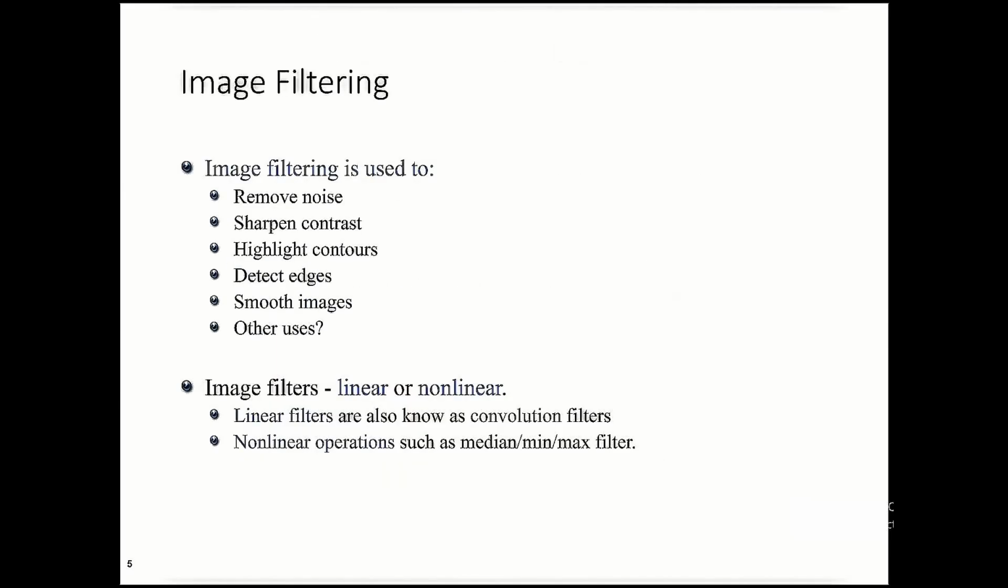Image filtering removes noise. It can sharpen the image, and you'll see how it's a very interesting method. It can highlight contours, which is related to sharpening, detect edges, and smooth images, like the mean filter you have all seen here. Image filters can be linear or non-linear. Linear filters are also called convolution filters. Non-linear operations are taking the mean, min, or max. You will see what this means.